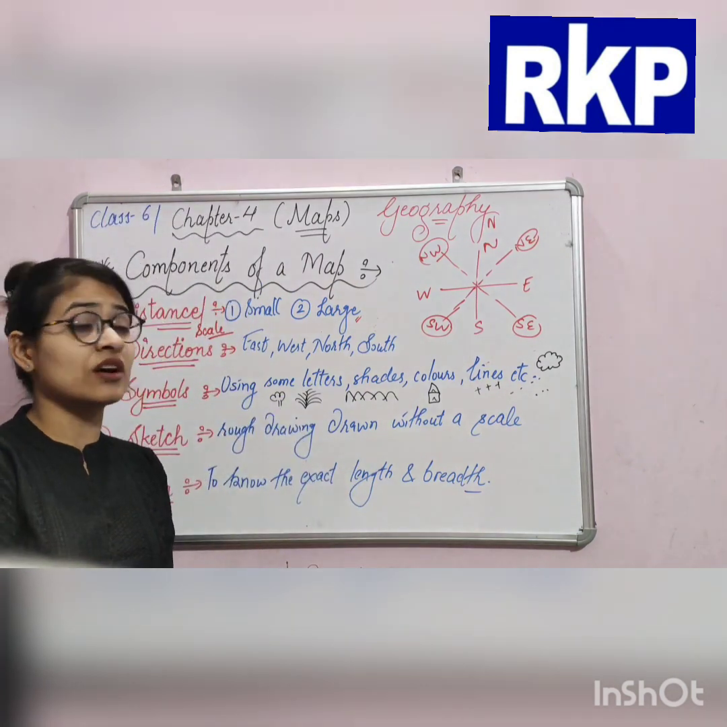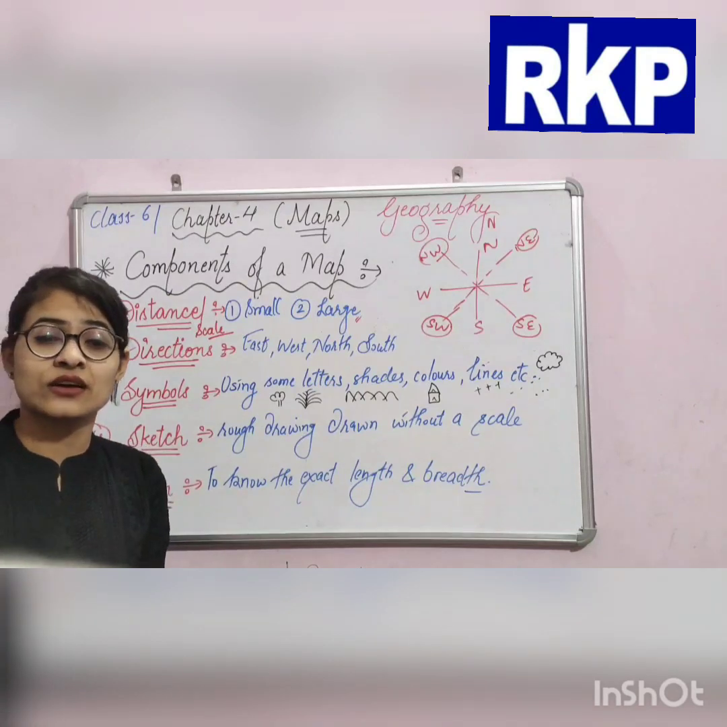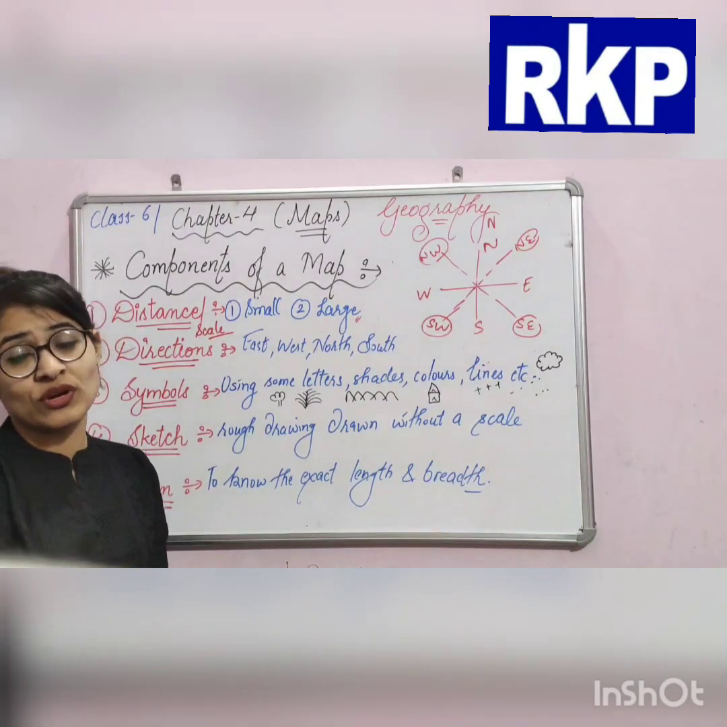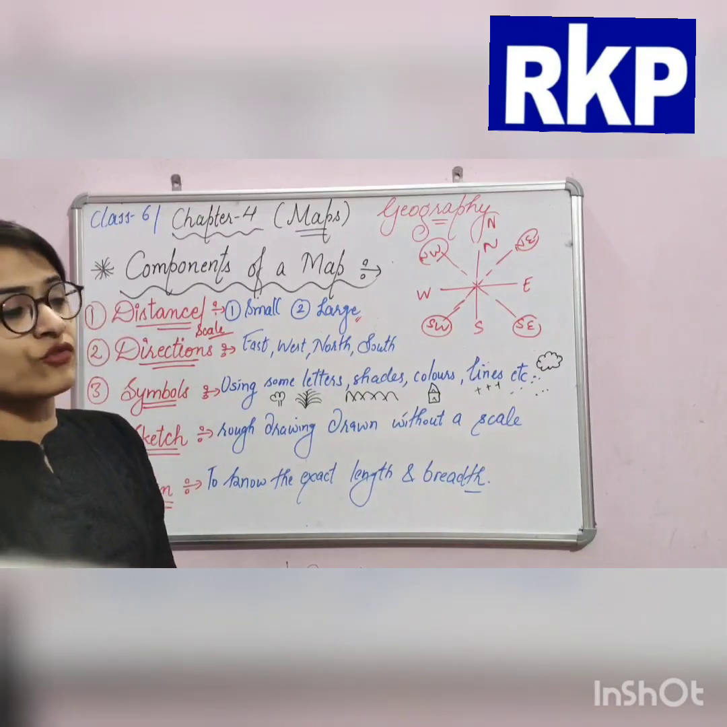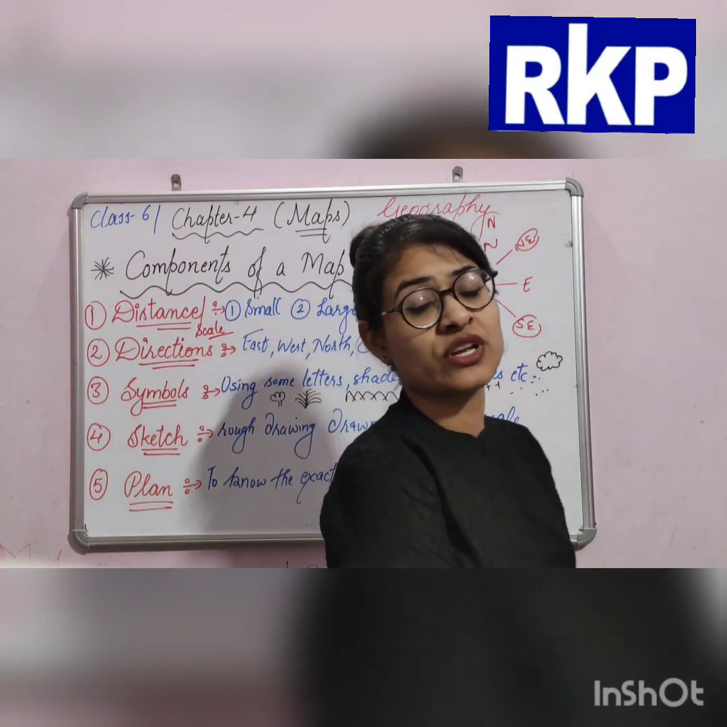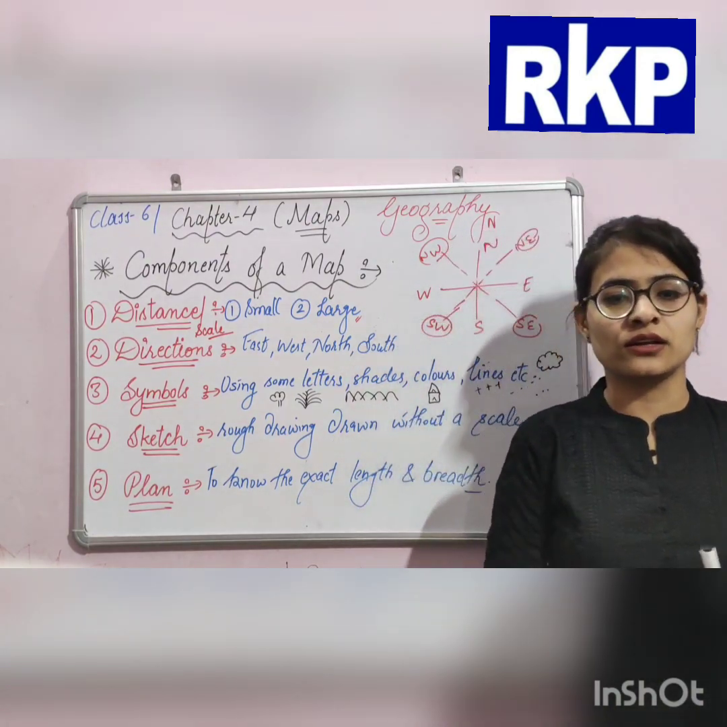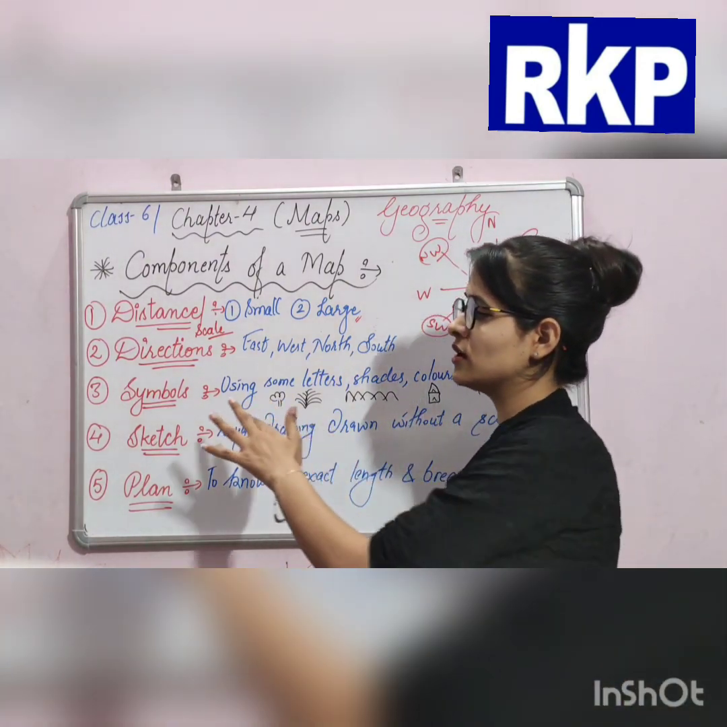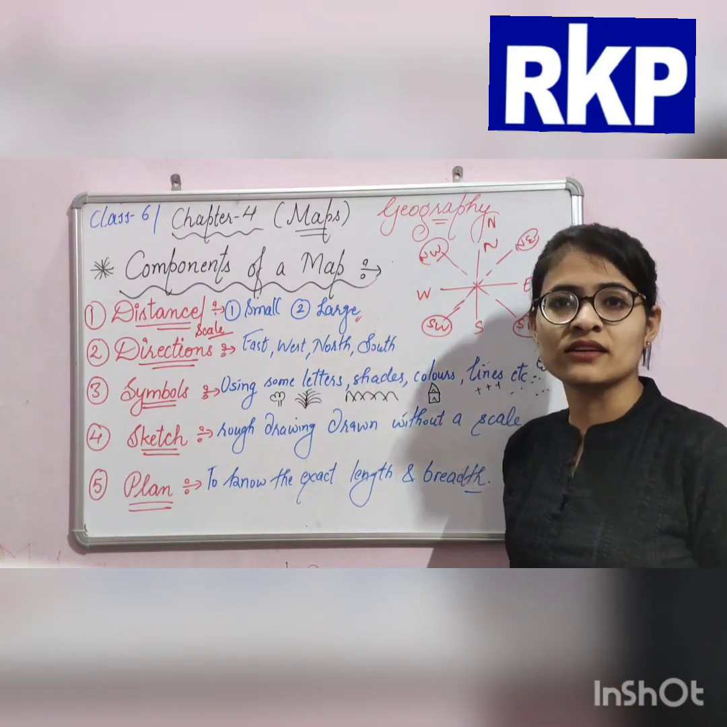Now there are some colors also which are used to indicate some features, like blue for water. Brown color can be used for mountains, yellow color for plateaus, and green color for the northern plains. So this was about symbols, and how symbols help us to understand the map.